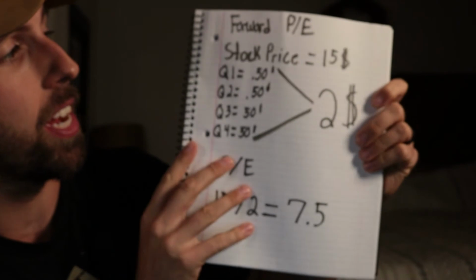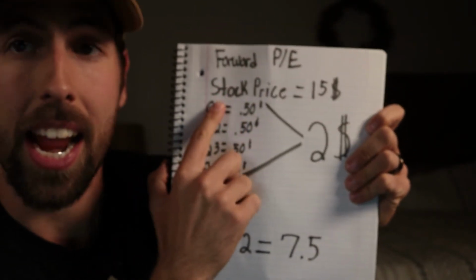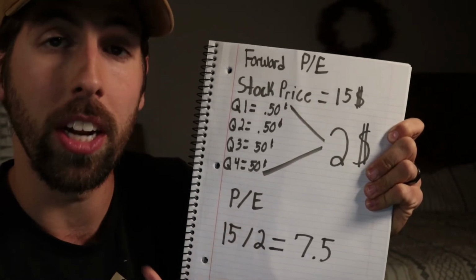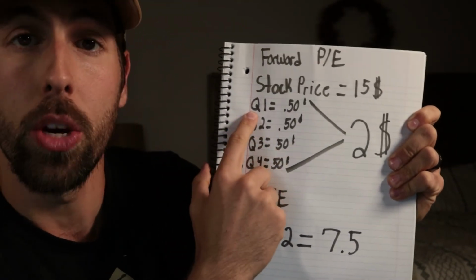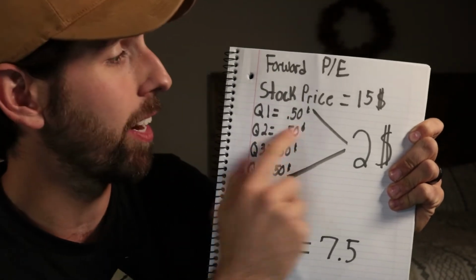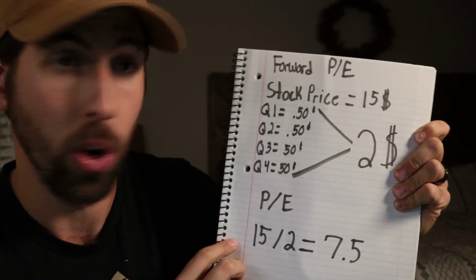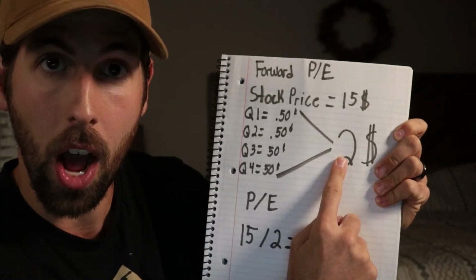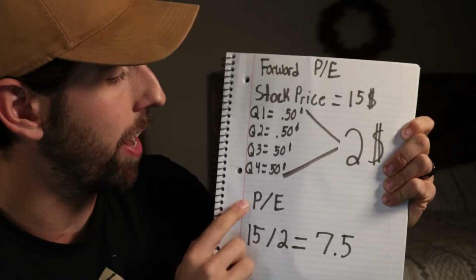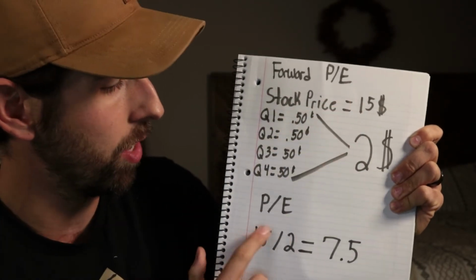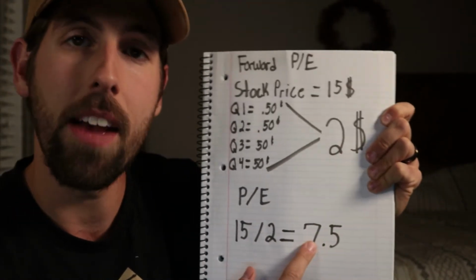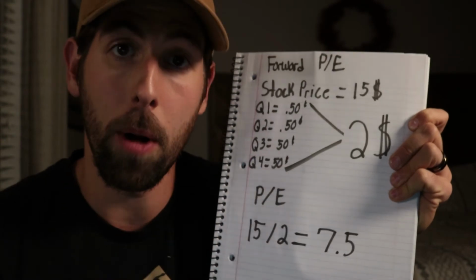So the forward PE, let's say the stock price is the same price as it was when we were trying to find the trailing 12-month PE. For Q1, we expect them to make 50 cents per quarter for 4 quarters, all right? Add that up, you get $2. And then you come down here, so the price was $15 divided by 2, which is the earnings. That is a 7.5 forward PE.